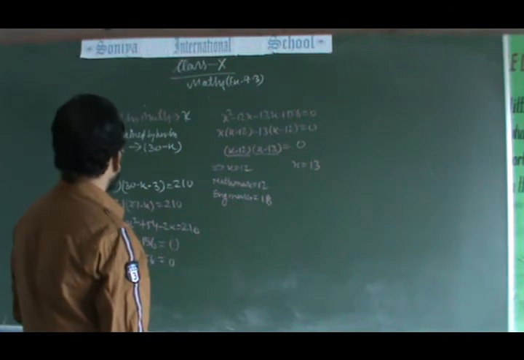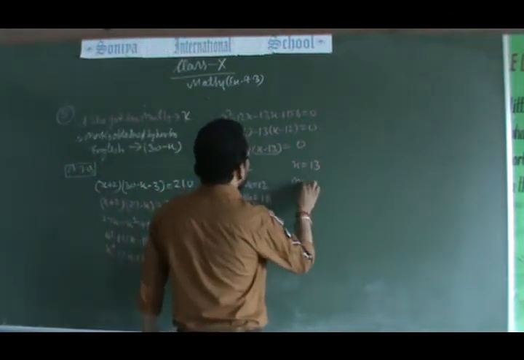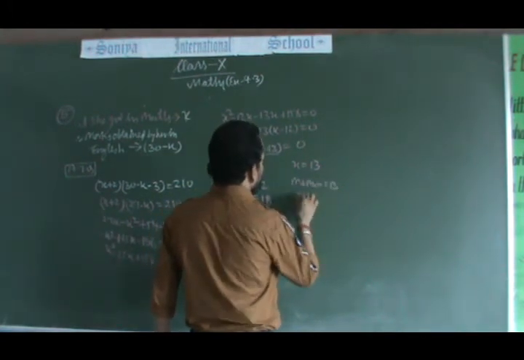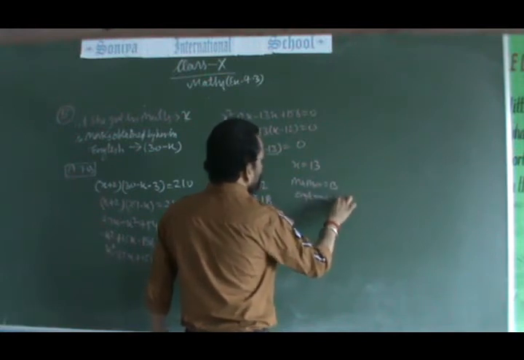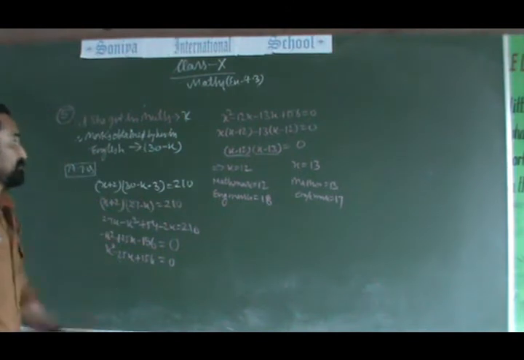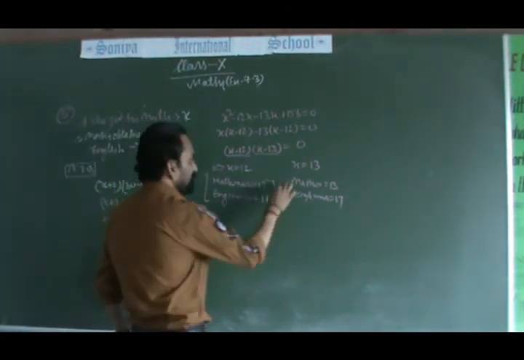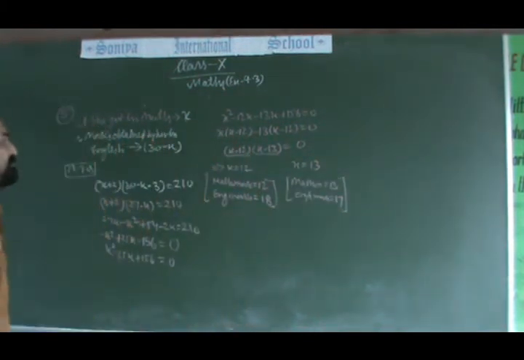216. If x equals 30, let us see. Maths mark 13, then English mark equals 17. These are the two answers. First, if she got 12 in mathematics, then 18 in English. If she got 13 in mathematics, then she got 17 in English.